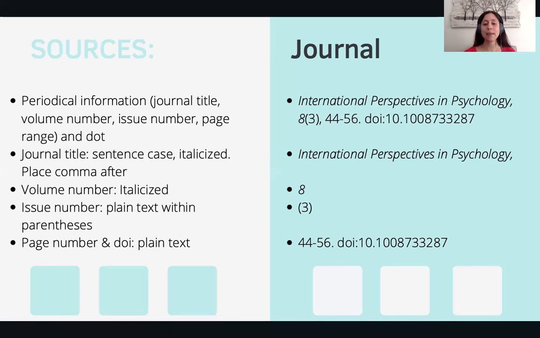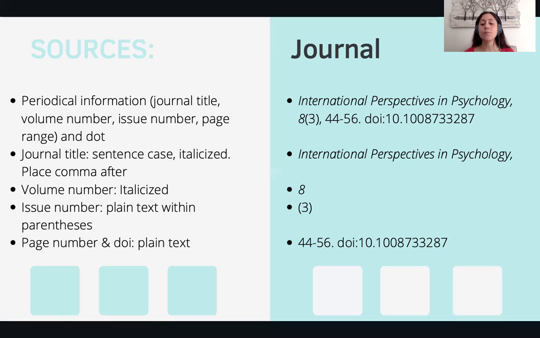Next, without a space, you are then adding the issue number in parentheses and plain text. So again, what that would look like is 8 in italics, and then in plain text right next to it without a space, parentheses, 3, parentheses. And then you would add the page numbers, in this case 44 to 56, period, and then the DOI in plain text. Okay, so for the DOI, a couple things to remember.